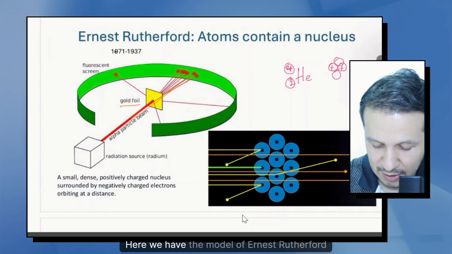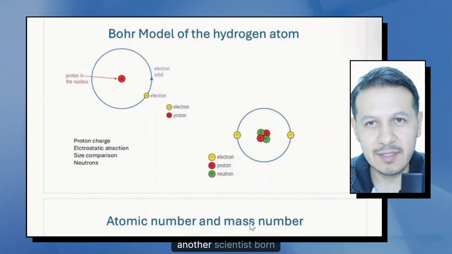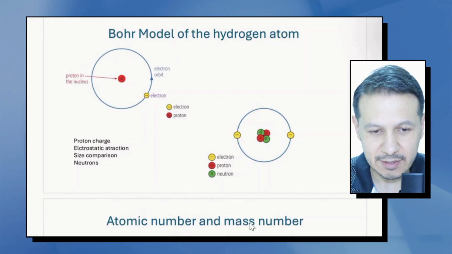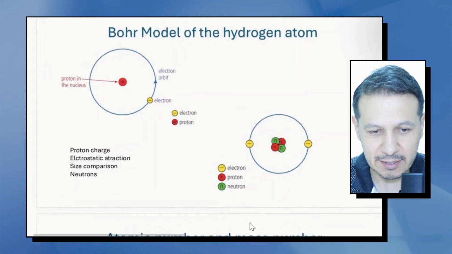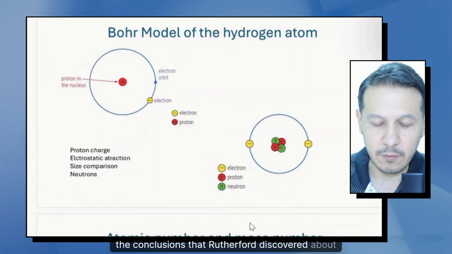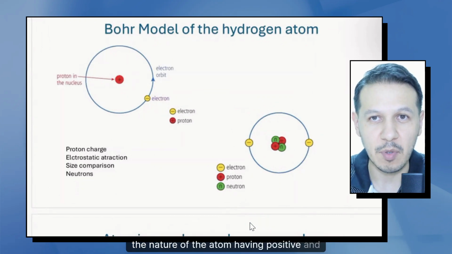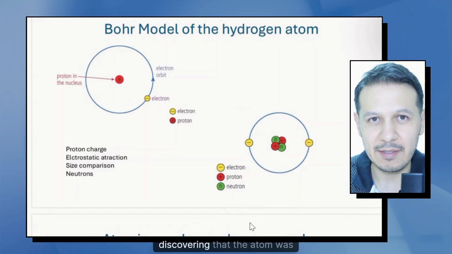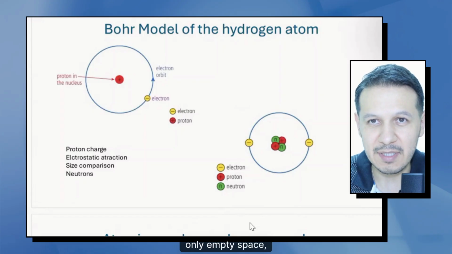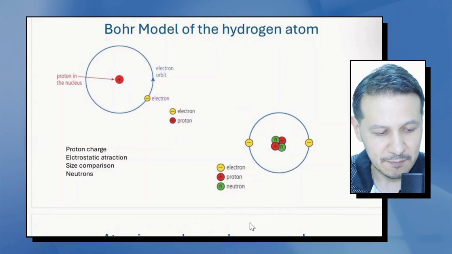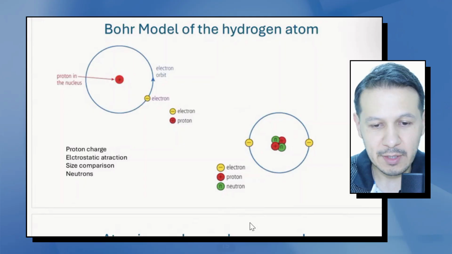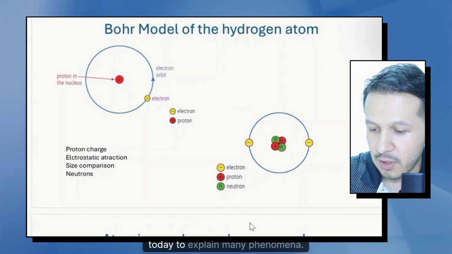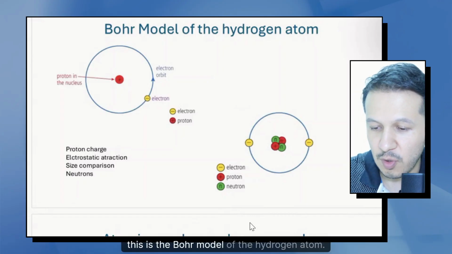Here we have the model of Niels Bohr, another scientist, born only 2 years later, in 1913. This Bohr model is about the conclusions that Rutherford discovered about the nature of the atom, having positive and negative charge, and also a nucleus, and discovering that the atom was mostly empty space. It established a theory that clarifies many things about the atom, and something that we still use today to explain many phenomena. This is the Bohr model of the hydrogen atom.